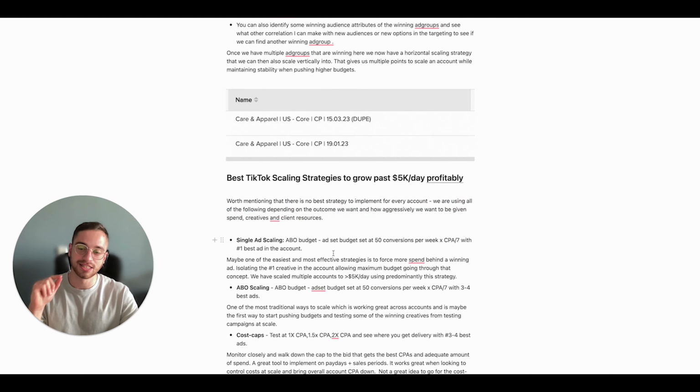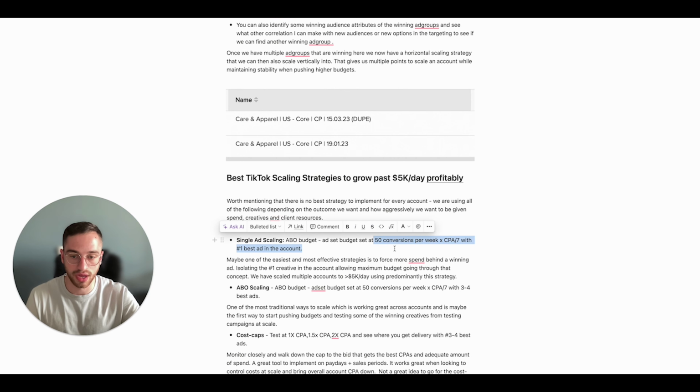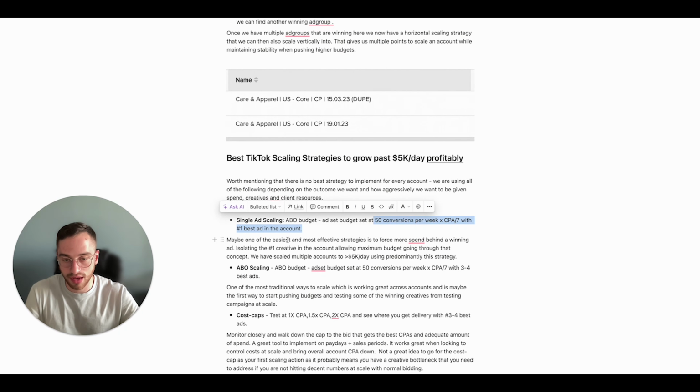So first and foremost, it's insane how good that is. I always urge for that. Single ad scaling, ABO budget: take the winning ad, the number one ad, put the budget, as I said, at 3 to 5 times the CPA, then scale it to the moon and aim to go at 50 conversions per week. It's the number one best in that account.